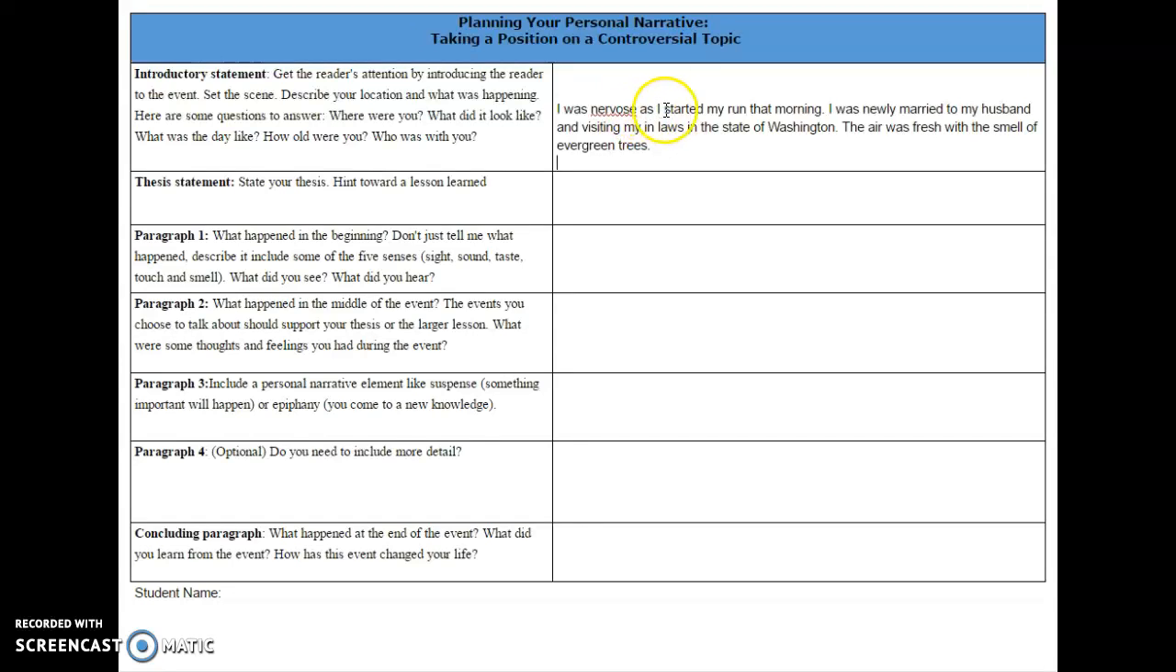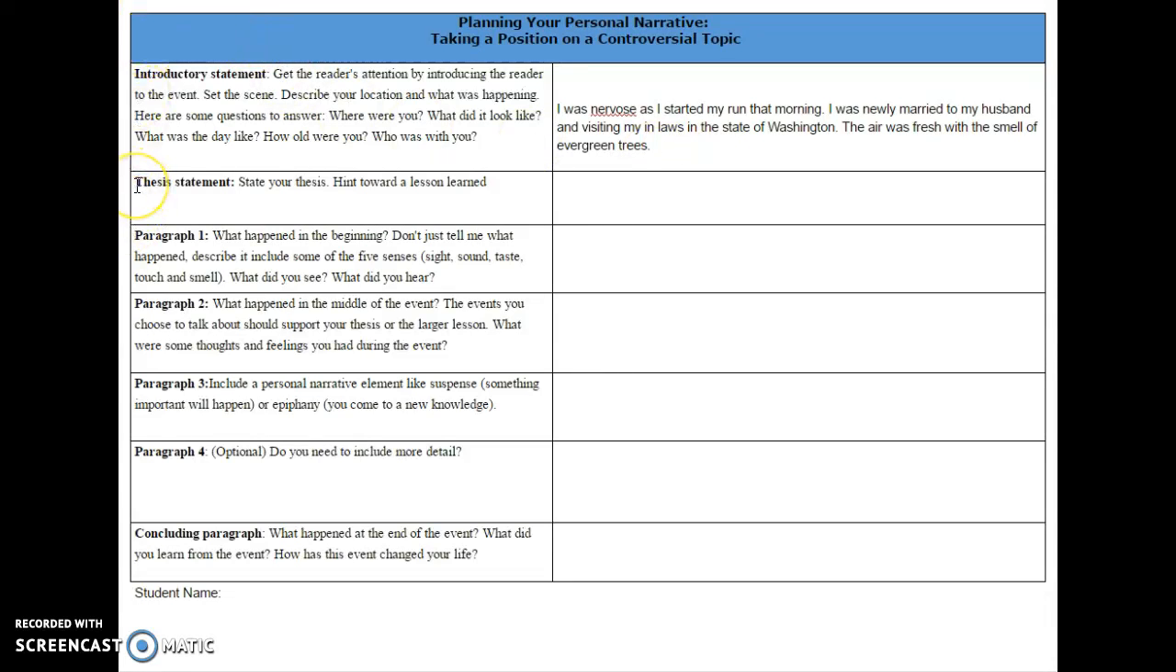I was nervous as I started my run that morning, so I explain that I'm going to be running. That's the event I'm doing. I was newly married to my husband and visiting my in-laws in the state of Washington. The air was fresh with the smell of evergreen trees, so I add a little bit of detail in there. Go ahead and pause the video and write your introductory statement.